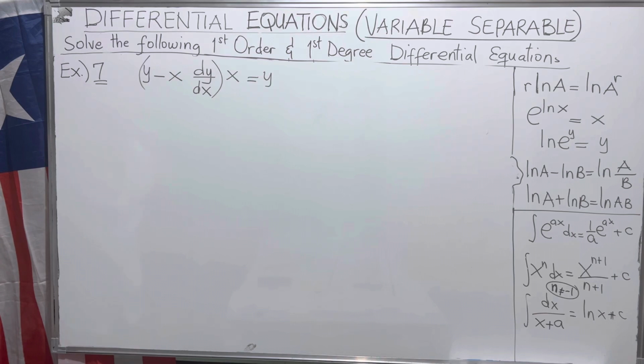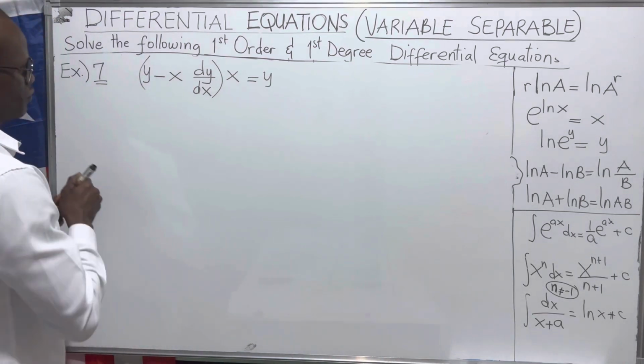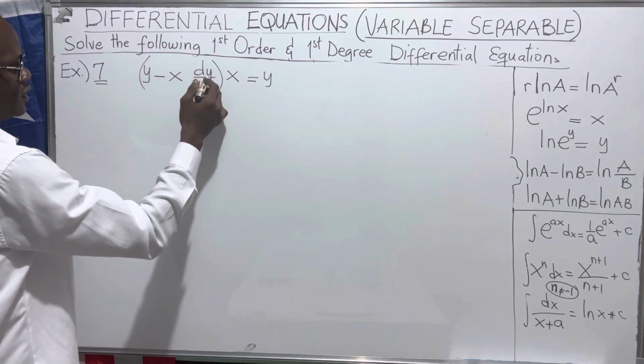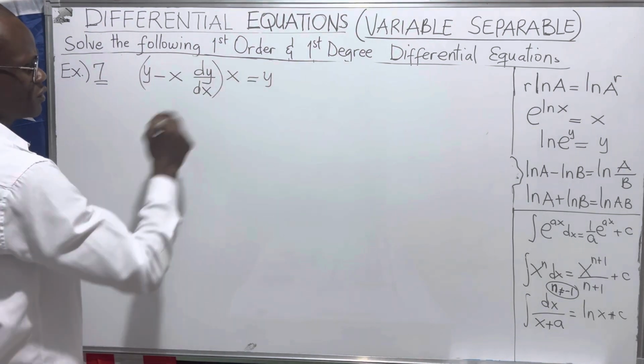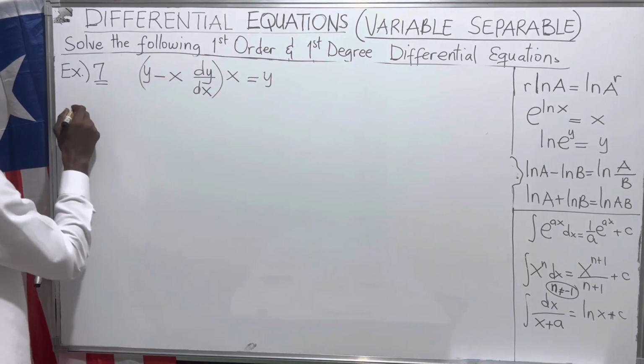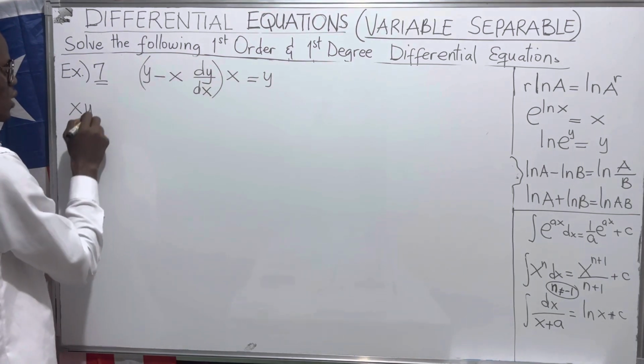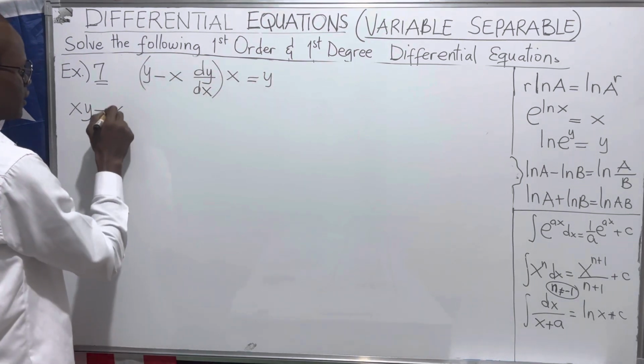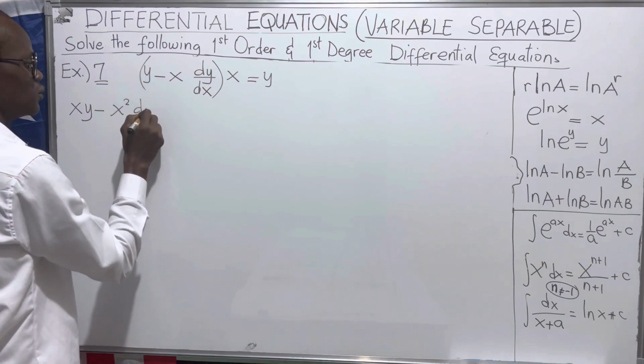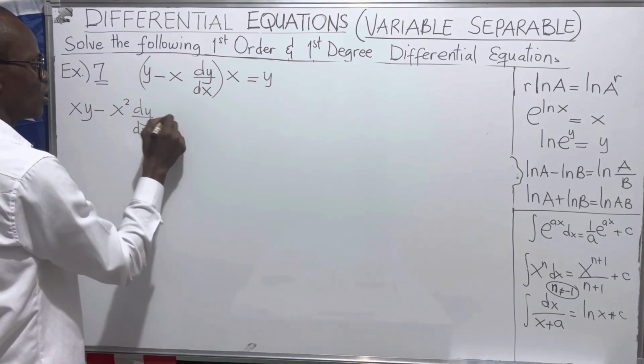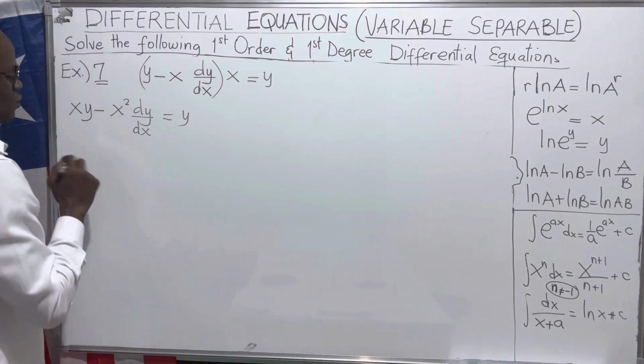So now we have question number 7, and this is the problem. We have (y minus x dy/dx) times x all equals y. So we can simplify. We have x times y is xy, minus x times x, which is x squared dy/dx, all equals y. So we can quickly do that.